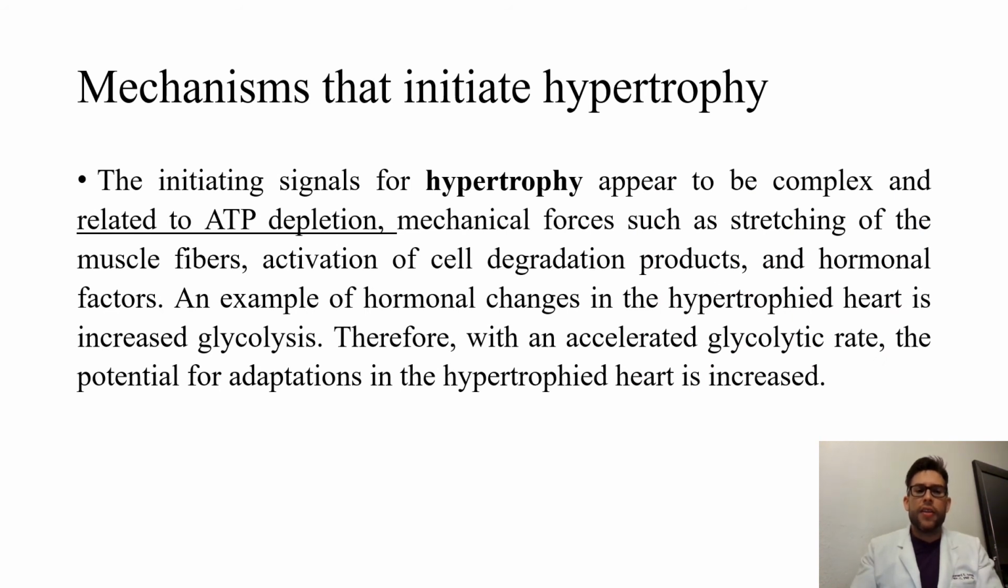Now, the initial signal for hypertrophy appears to be complex and related to ATP depletion, also mechanical forces like stretching of the muscle fibers, activation of cell degradation products, and hormonal factors. An example of hormonal changes in the hypertrophied heart is the increase in glycolysis. The process of glycolysis is increased. Therefore, there is an accelerated glycolytic rate, and the potential for adaptation in the hypertrophied heart is also increased.